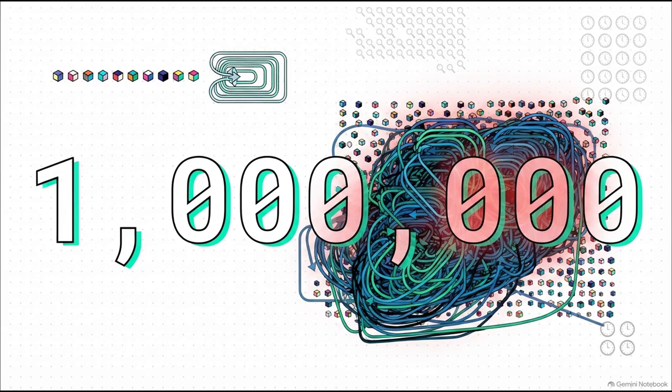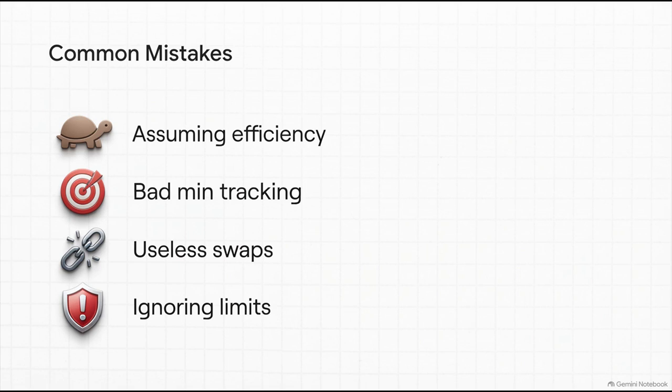It stubbornly does the exact same amount of scanning every single time, even if the data is already sorted before it begins. So the single biggest mistake developers make is just assuming it's efficient for large data sets. It definitely is not. When writing the code, other common pitfalls include incorrect minimum tracking.